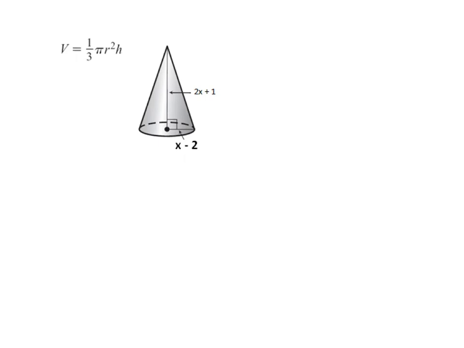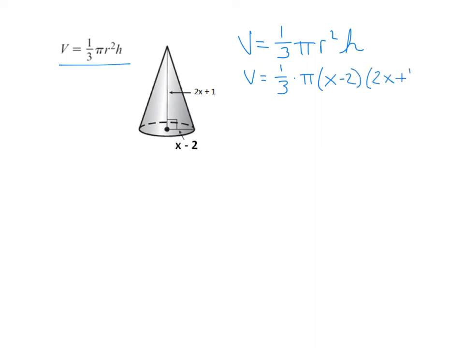The last example, again, I'd like you to write the volume, just the same directions as the last screen. Write the volume in standard form. So the volume of a cone is 1/3 times pi r squared h. Give you that right there. Because it's 1/3 of the base of the cone, which is a circle, so pi r squared, the area of the base, and then times the height. So I'm just going to rewrite this as 1/3 times pi times the radius, which is x minus 2, times the height, which is 2x plus 1.